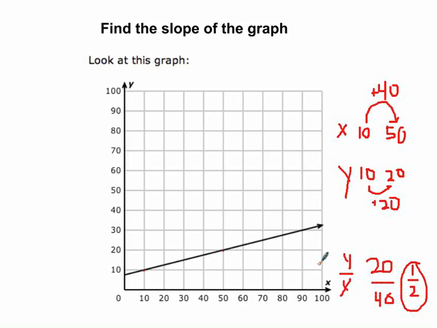Y is increasing at half the rate. For every one increase of x, y is increasing by 1/2, or it would be 0.5 centimeter per second if you were thinking about it as speed.